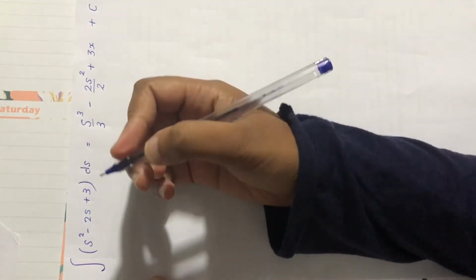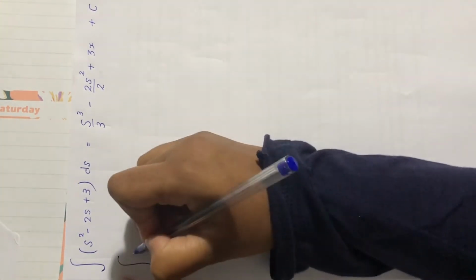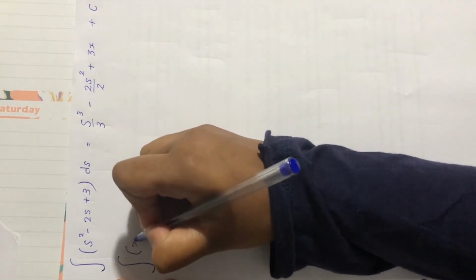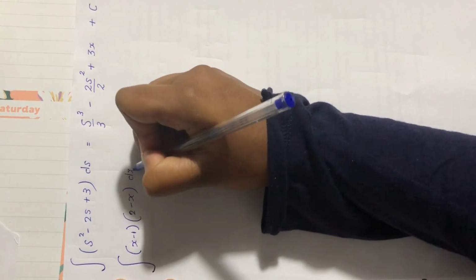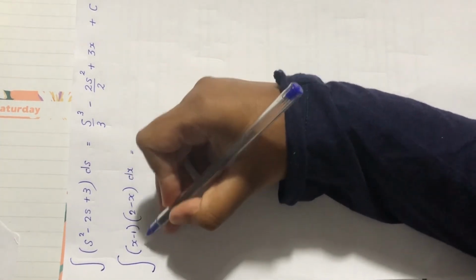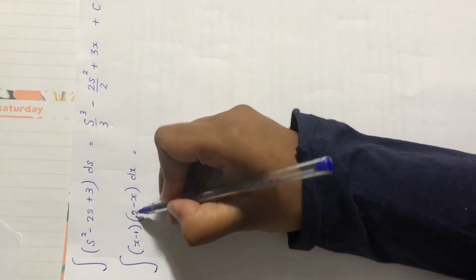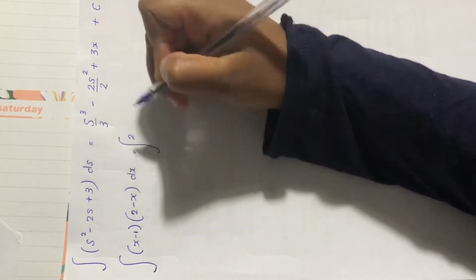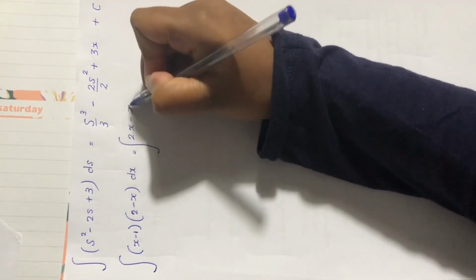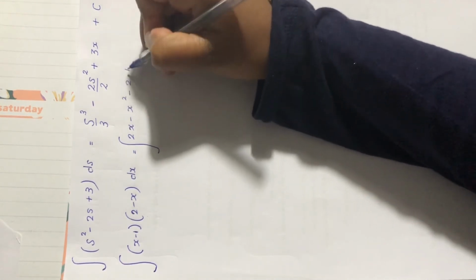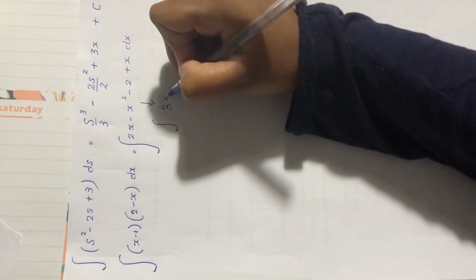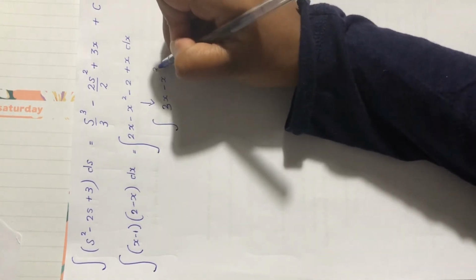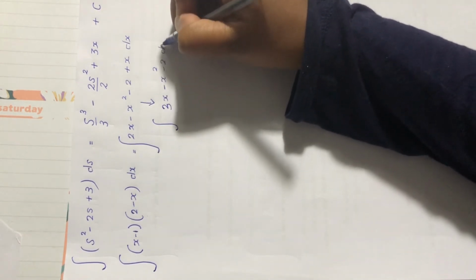Okay, another example, suppose we integrate this function: x minus 1 times 2 minus x, dx. Now, before we can integrate this, we'll have to simplify the function. We'll have to expand the function. x times 2 we have 2x minus x squared minus 2 plus x, so this becomes 3x minus x squared minus 2, dx.